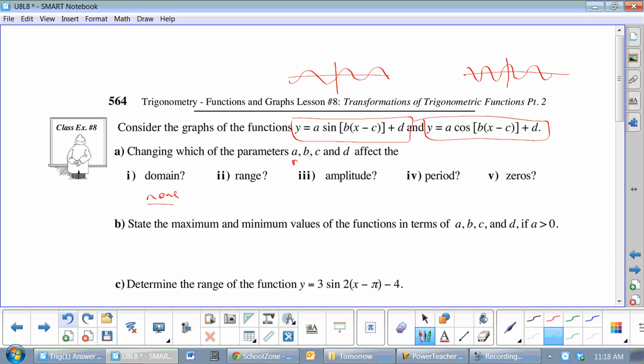Okay, any suggestions? A and D? Well, A definitely affects the range, because it's 1 and negative 1 right now. Why would D? Because you're moving it down, right? Or up. So which one of those affects the amplitude? Just A, right? Which one of those affects the period? B.